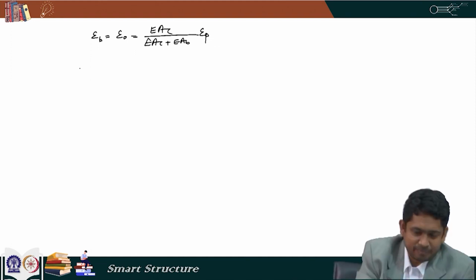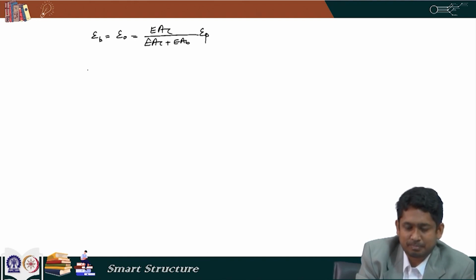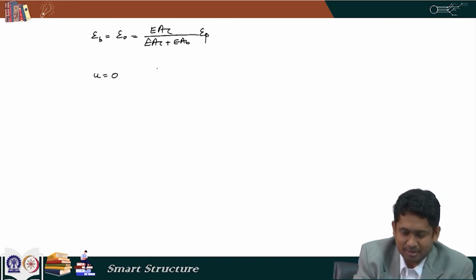Now, before going to bending, one more thing, it is finding out the displacement because of this kind of strains. So, again it is the same thing. Because the strains are the same, the displacement results would also be similar.